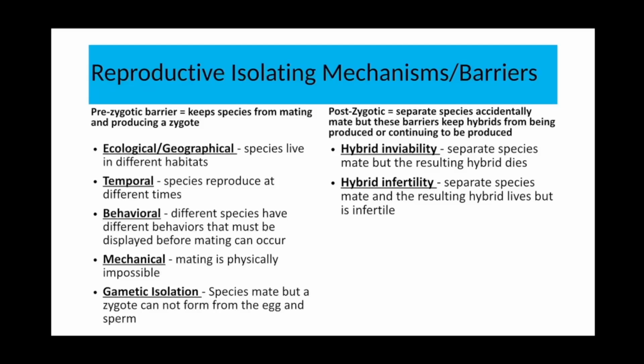So the species live in different habitats. So that prevents them from breeding. So they have reproductive isolation. They're in two different places reproducing. It's going to lead to greater change over time, eventually maybe speciation.